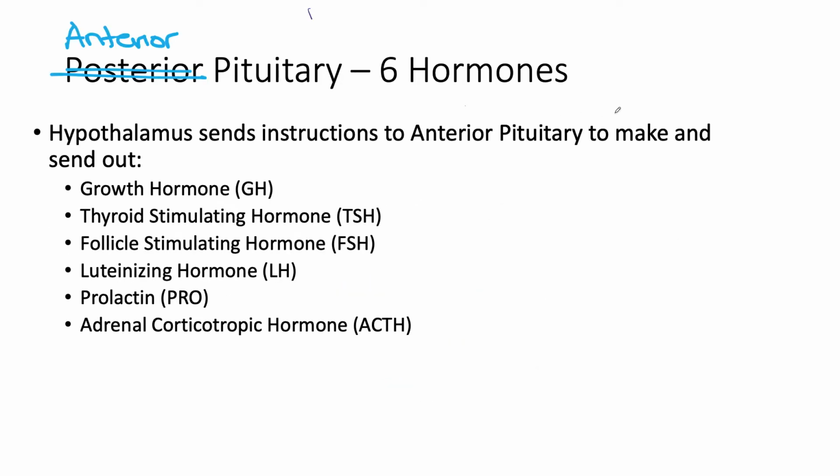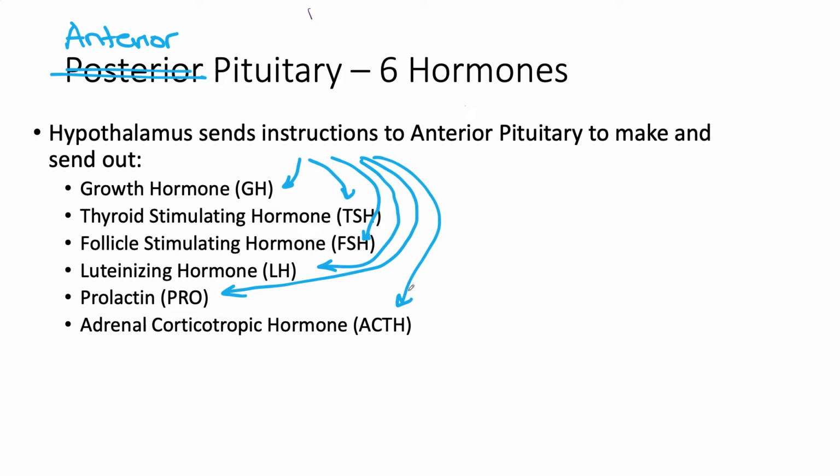The anterior pituitary makes 6 hormones. The hypothalamus sends out instructions to the anterior pituitary, and depending on what instructions they are, it will make one of these 6 hormones: growth hormone, thyroid stimulating hormone, follicle stimulating hormone, luteinizing hormone, prolactin, or my personal favorite, adrenocorticotropic hormone. Let's go through them one at a time.